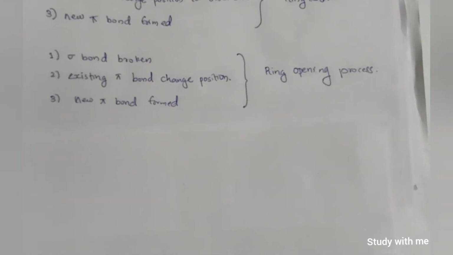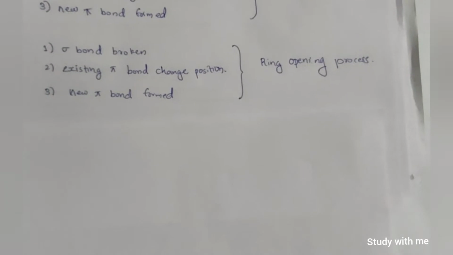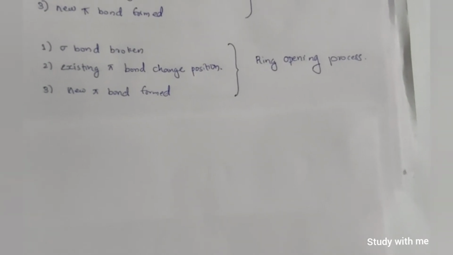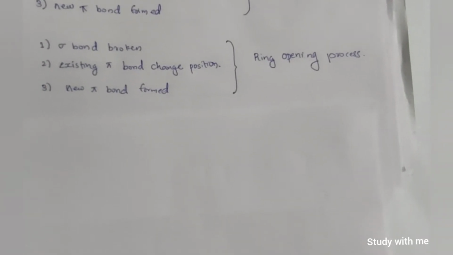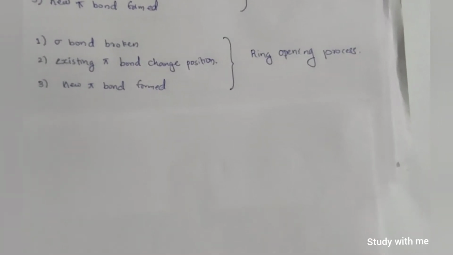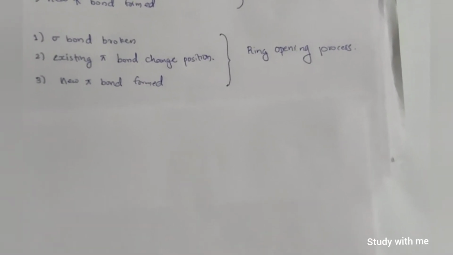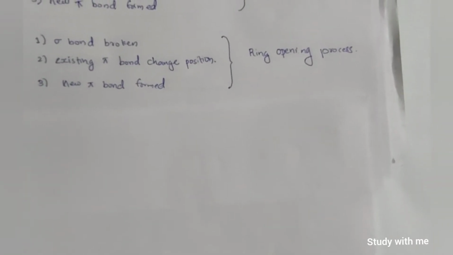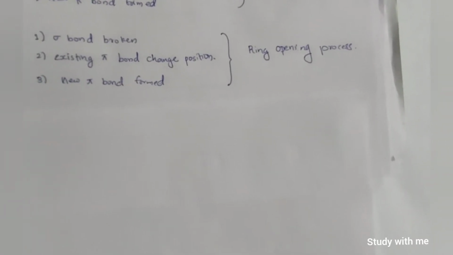Next, in the ring opening process, firstly a pi bond of the ring in a cycloalkene or cycloalkadiene gets broken. Secondly, the existing pi bonds change position, and thirdly, a new pi bond is formed to yield an acyclic conjugated polyene isomer having one pi bond more and one sigma bond less than the original.